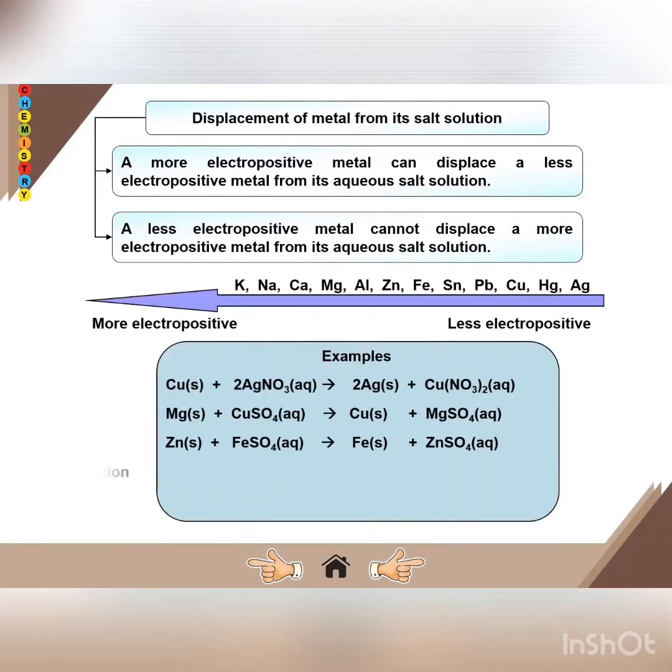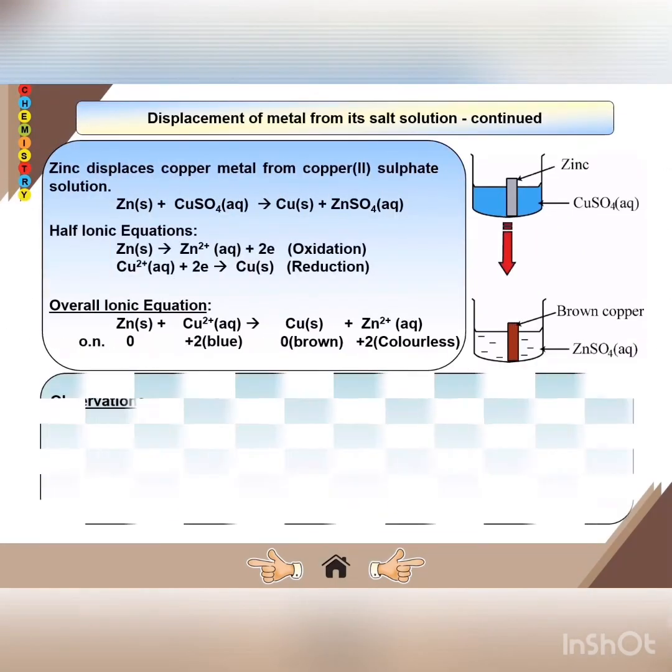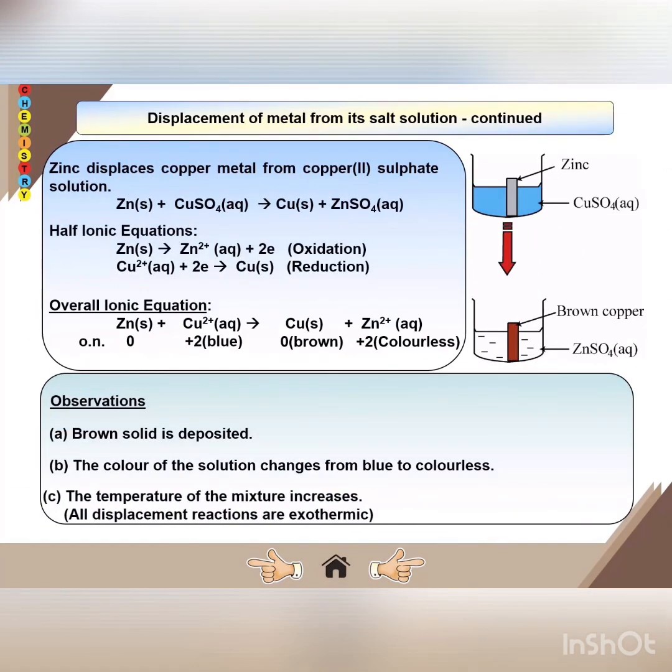Okay, another example is about displacement of metal from its salt solution. You can read this topic because this is not a new one. We already learned it in Form 4, Chapter 6, Electrochemical Series. So this is also one example of redox reaction.